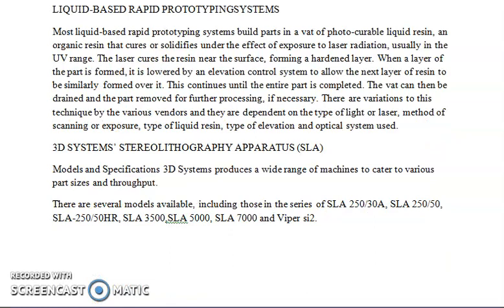Next I will discuss liquid-based rapid prototyping systems. Most liquid-based rapid prototyping systems build parts in a vat of photocurable liquid resin, an organic resin that cures or solidifies under the effect of exposure to laser radiation, usually in the UV range. The laser cures the resin near the surface, forming a hardened layer. When a layer of the part is formed, it is lowered by an elevation control system to allow the next layer of resin to be similarly formed over it. This continues until the entire part is completed.